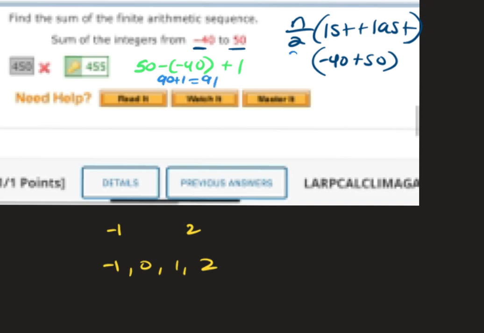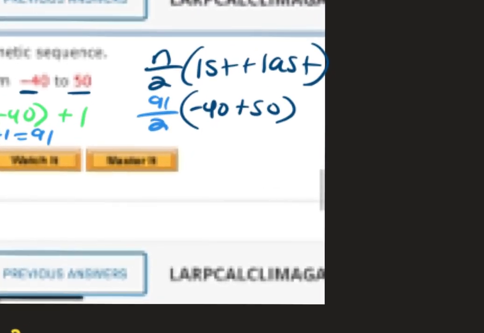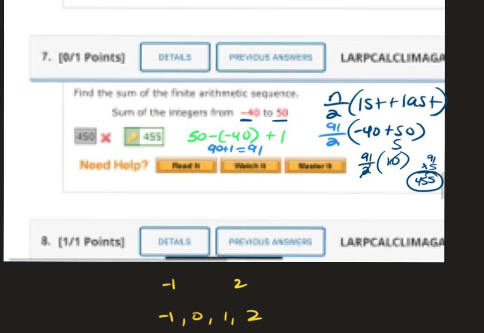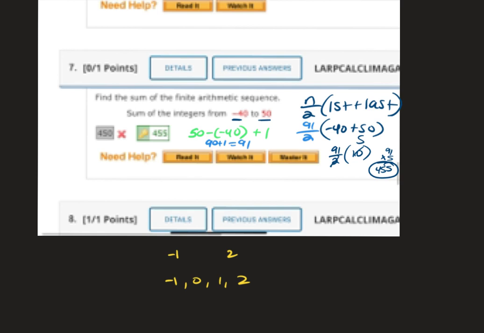So this is 91 over 2 times -40 plus 50. 91 over 2 times 10. 2 goes into 10 5 times, and 91 times 5 is 455. So if it's a huge set, obviously I don't expect you to count from -40 to 50. And if you forget, do I add the 1 in or not, grab a smaller set and see what happens with those numbers. See if you have to count or not. The rule is if it's not 1, last minus first plus 1, just like we do with the sum, okay? Any other questions from the homework?